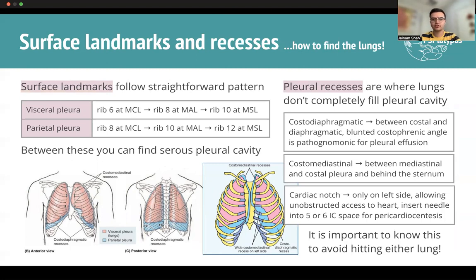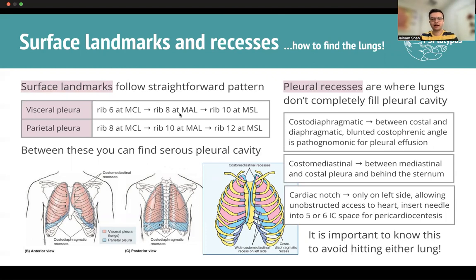So for example, if I want to listen to their lung sounds, I need to know where the lungs are, especially the different parts of the lungs, so I can hear for consolidations, fluid, etc. So how do we find the lungs? Well, one way is through surface landmarks. And it's a really, really simple pattern that you need to remember when it comes to figuring out what those landmarks are. So with the visceral pleura, I might just go into these mnemonics first.